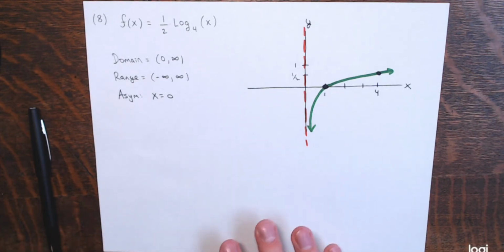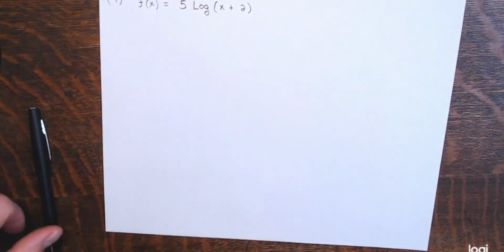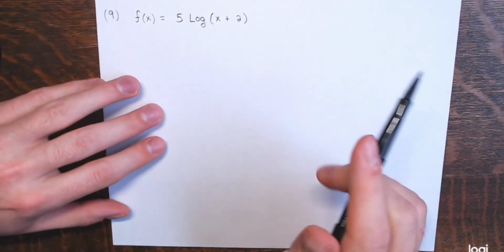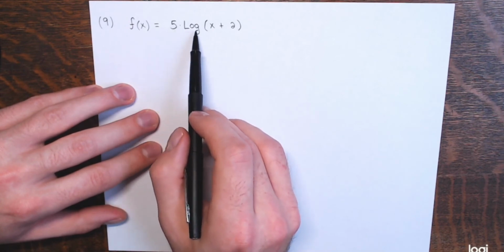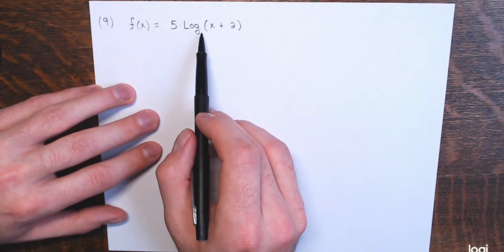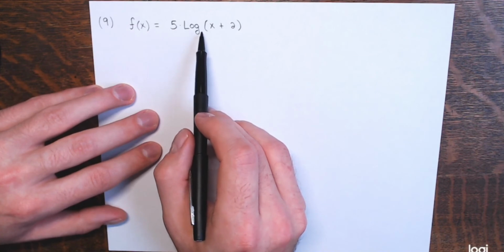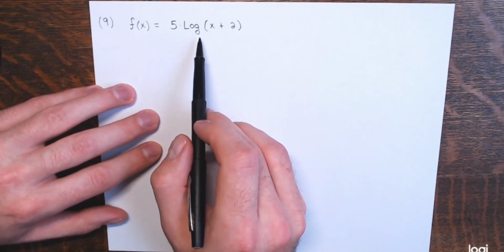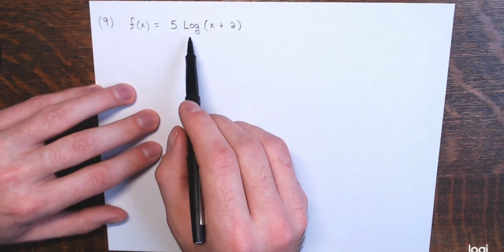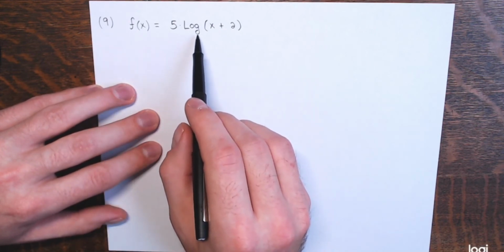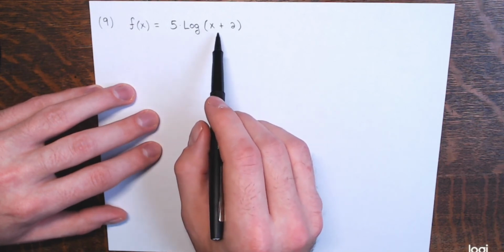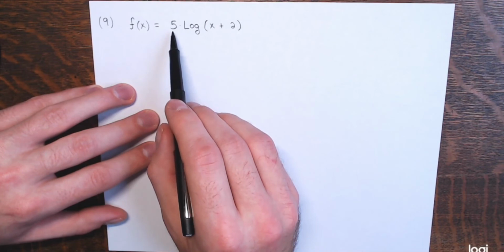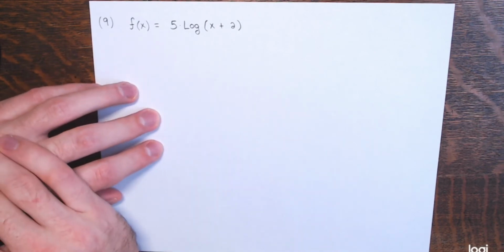Okay, so now we're finally getting into some examples with multiple transformations. Again, if you were doing transformations. So 9 is, f of x equals 5 times the log of x plus 2. Now remember, when there's no base on the log, it's base 10. So if I was doing transformations, I would start with log of x, replace x with x plus 2 and move it left 2, and then do a vertical stretch by a factor of 5, multiply the y coordinates by 5. But again, I'm not doing that.